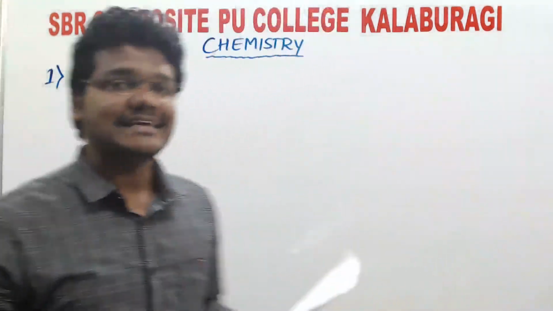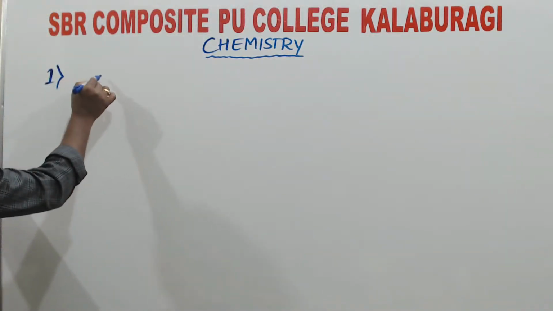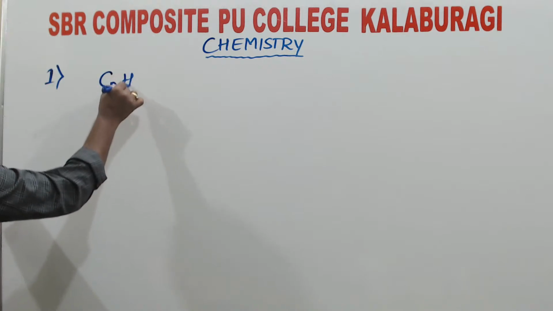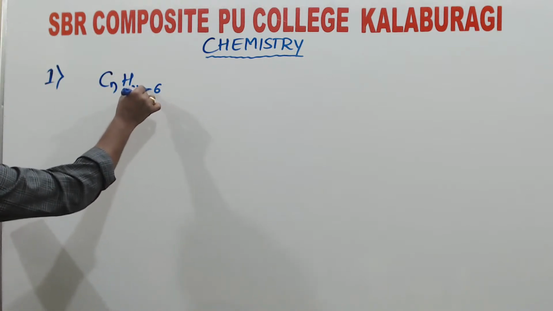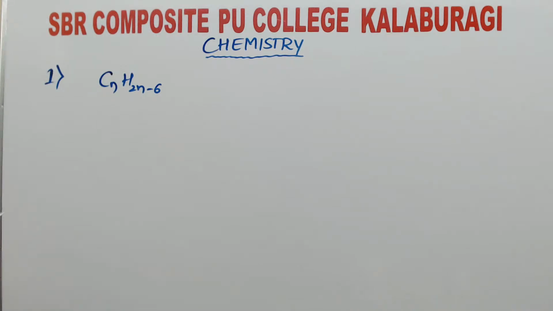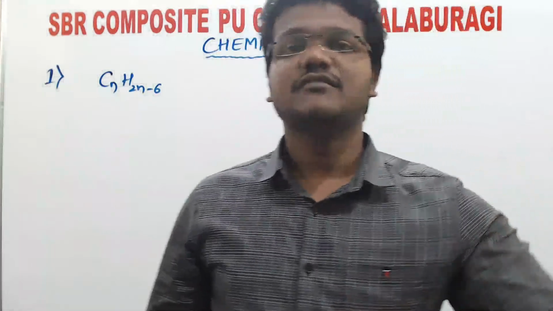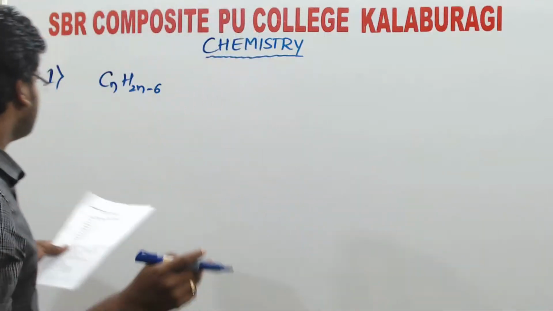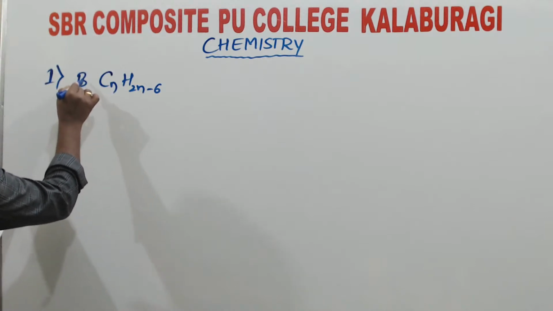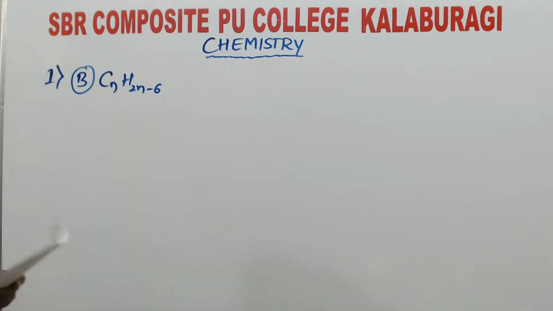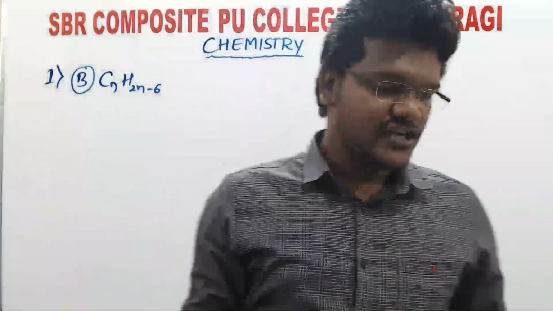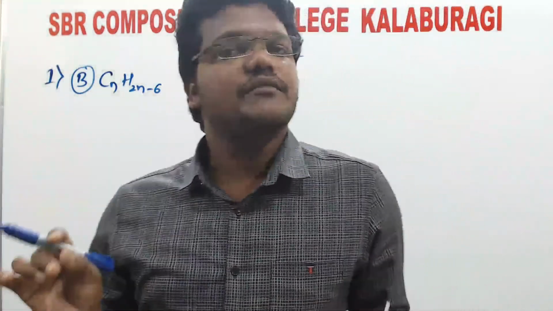Right. Now, for the first one, the general formula of arene is CnH2n minus 6. CnH2n minus 6 is the general formula of aromatic hydrocarbons. Correct? So that is nothing but arenes. Arenes is nothing but aromatic hydrocarbons. So hence option B is the correct answer for the first one. The general formula of arene is CnH2n minus 6.